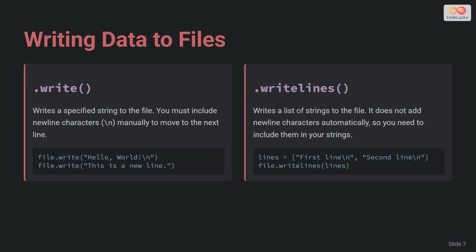To actually write data, you have two primary methods. The write method takes a single string and writes it to the file. It's important to remember that you need to manually add a \n character to create a new line. The writelines method is a bit different. It takes a list of strings and writes each of them to the file. Just like the write method, it won't add new lines for you, so you'll need to include them in your strings.